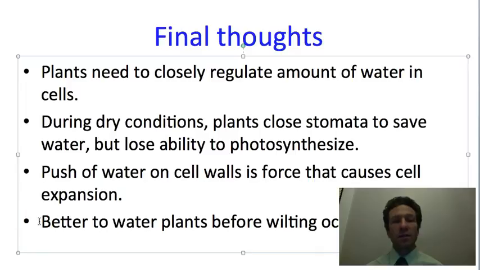And finally, as a very practical matter, when wilting occurs, we know that our plants are lacking water, but it's not good to wait for a plant to wilt to water it. This is sort of when it is telling you that there's a problem. Instead, you should try to anticipate when the soil looks dry and make sure to water before this occurs.